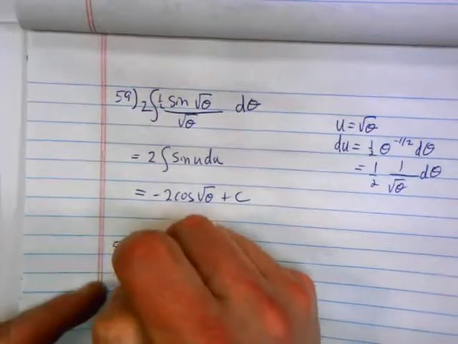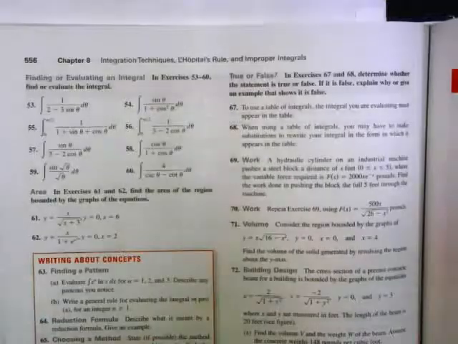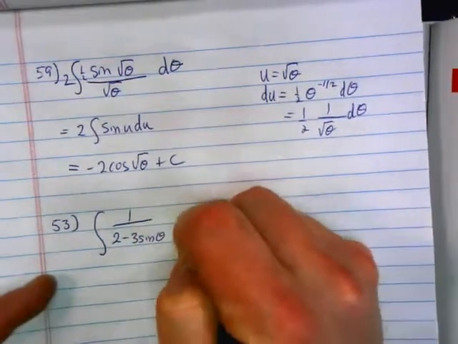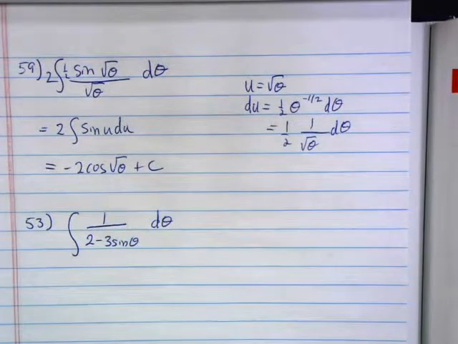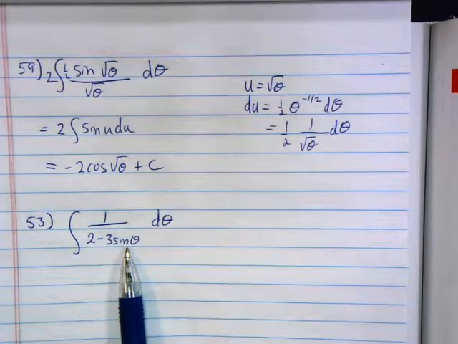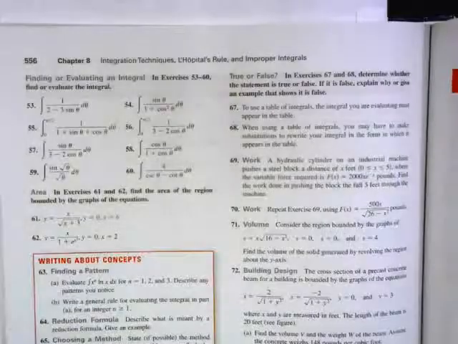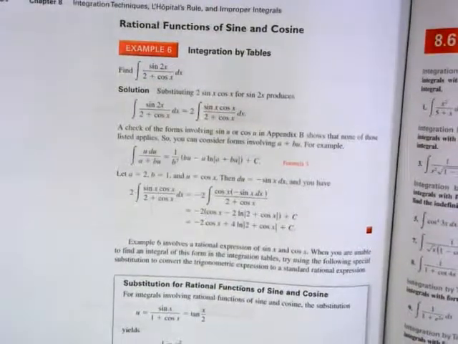Let's do number 53. 53 would be the integral of 1 over 2 minus 3 sine theta d theta. Notice with this one, you can't do a standard u substitution. You really like to let u be sine, but if u is sine, what happens? I need a cosine, and I don't have one up here. So a problem like this, that's where you're going to skip back and use these substitutions.